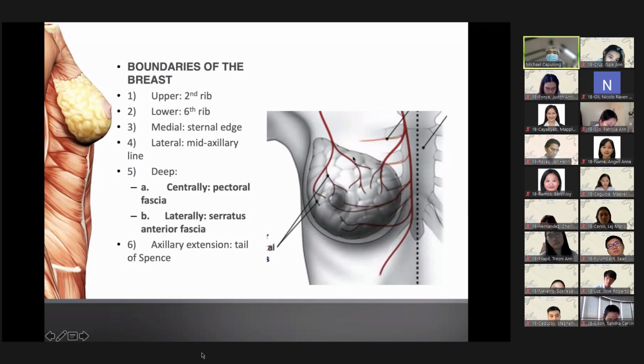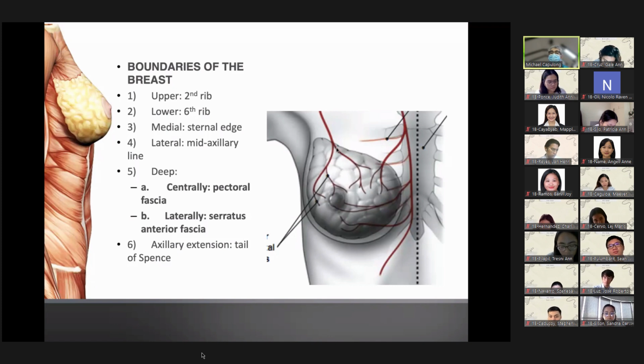Okay. So the breast is a fairly average size organ, which you see in the anterior chest wall, specifically in women, because you have a well-developed breast. And if you take a look at the boundary of the breast, the upper border would be at the level of the second rib. The lower border is at the level of your sixth rib. Medial border would be your sternal edge, as you can see here. And lateral border would be up to the mid-axillary line.